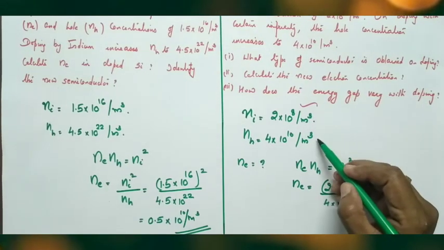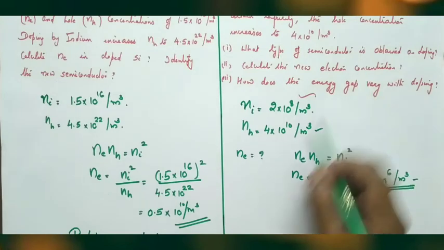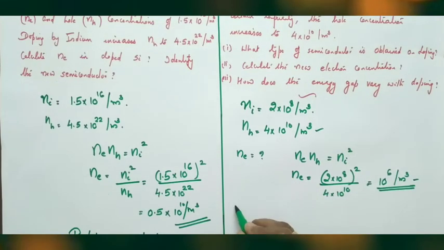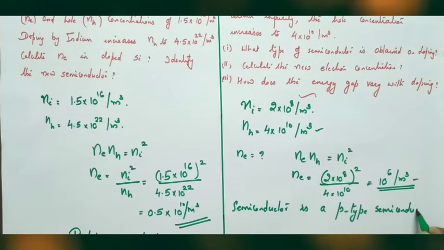So here number of holes is greater than number of electrons, no? So number of holes greater, and therefore what type of semiconductor is obtained? Since number of holes is greater, the semiconductor is a p-type semiconductor. Clear? So since number of holes is greater than number of electrons, the obtained semiconductor is a p-type semiconductor.